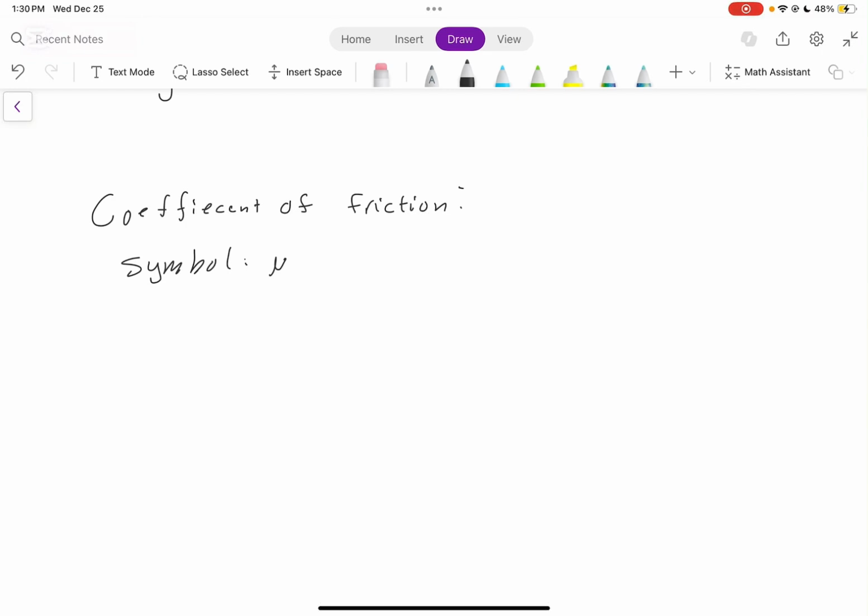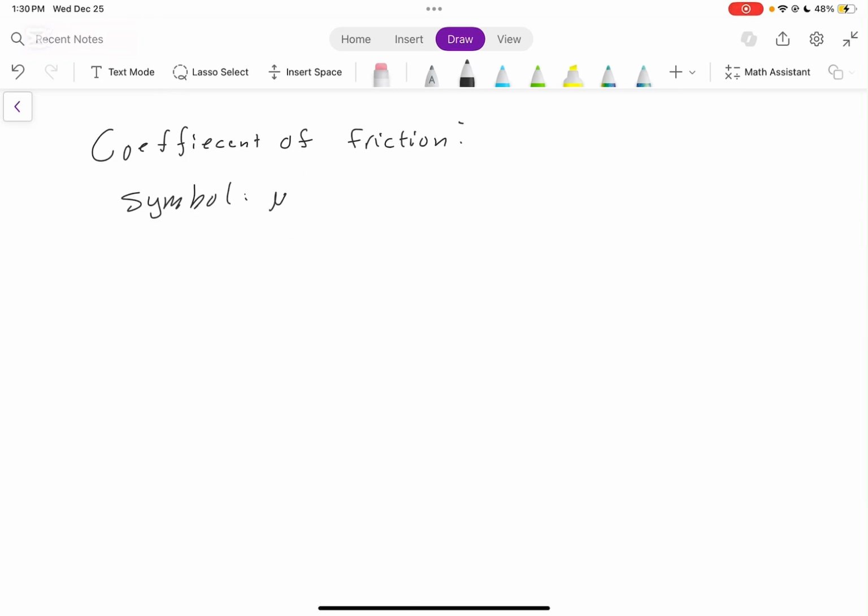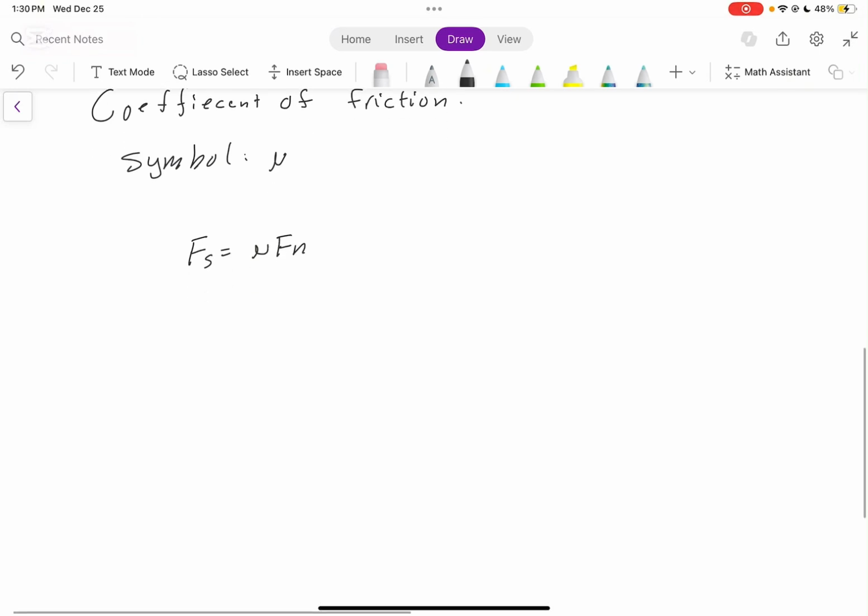You may have seen the mu sign before, but here we use it as a symbol for the coefficient of friction. And the formula that we will use for friction is Fs or Fk is equal to mu times Fn. Now, this is the formula we have for friction. From here, obviously, we can rearrange to find Fn, mu, or Fs. These are found simply by rearranging the formula.